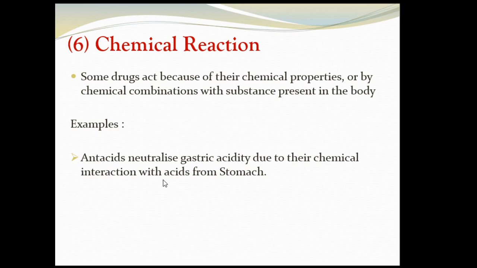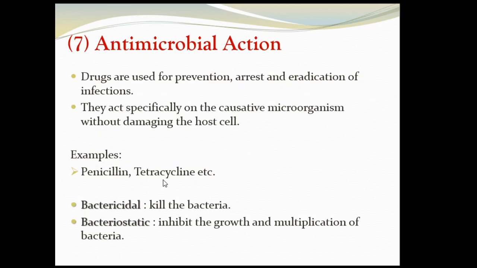Next, chemical reactions. Some drugs act because of their chemical properties or by chemical combination with substances present in the body. The best example is that we use antacids to neutralize the HCl present in the stomach by chemical interaction. So, in a chemical reaction, there is a reaction between the external drug and some internal body substance, like HCl from the stomach, and that is an alkali from an outside source.